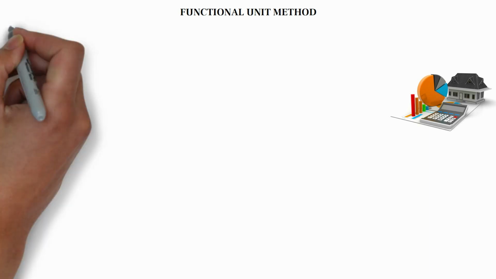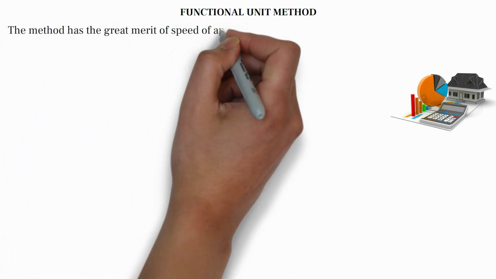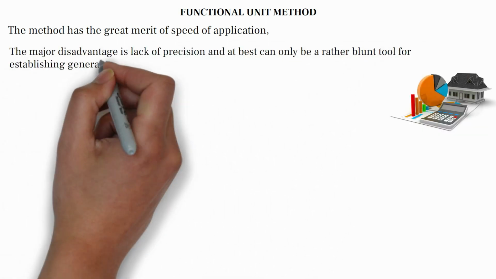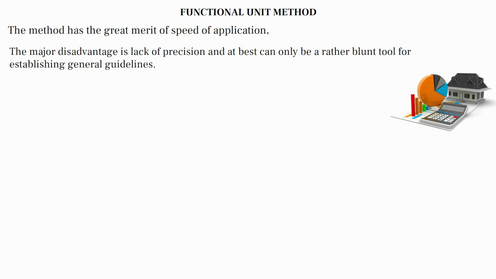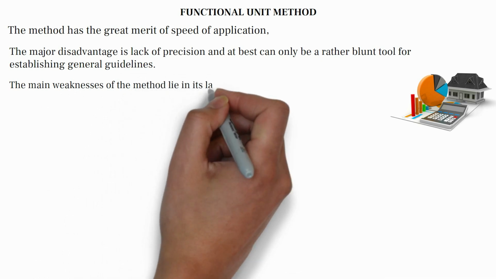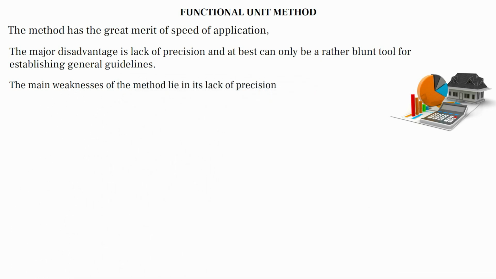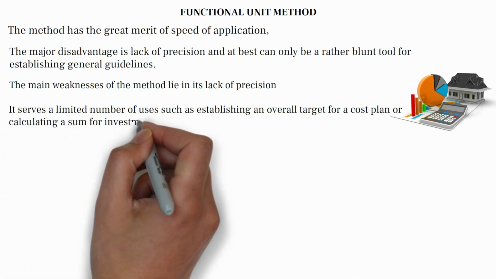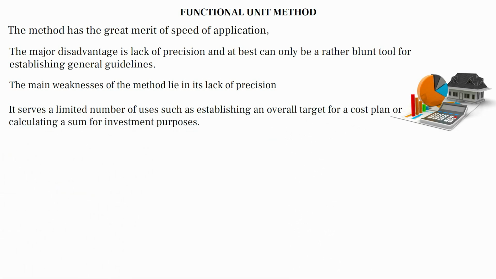This method has a great merit of speed of application, but the major disadvantage is lack of precision, and at best can only be a rather blunt tool for establishing general guidelines, more particularly for budgetary estimating on a rolling program covering up to a 5-year period ahead. Furthermore, because of its lack of precision, it is advisable to express the cost in ranges, with more precise cost to be determined at a later stage by more reliable estimating methods when much more detailed information is available. This method serves a limited number of uses, such as establishing an overall target for a cost plan or calculating a sum for investment purposes.